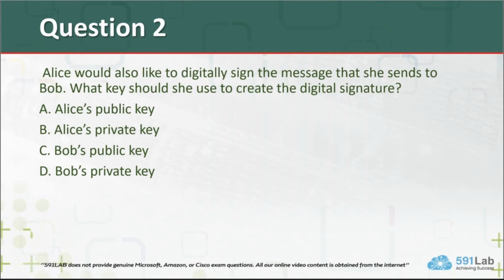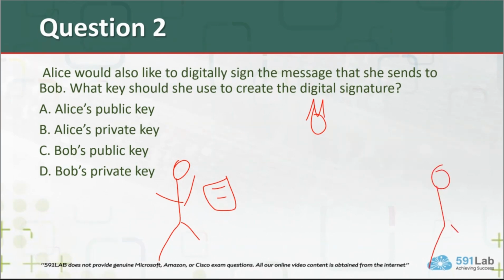So another scenario, Alice wants to digitally sign the message that she sends to Bob. What key should she use to create the digital signature? So referring to the previous question, in this case, Alice wants to let Bob believe that this message really came from her and not from another attacker trying to impersonate her. So in this case, Alice will have to encrypt the message with her private key, which should exist only with Alice.